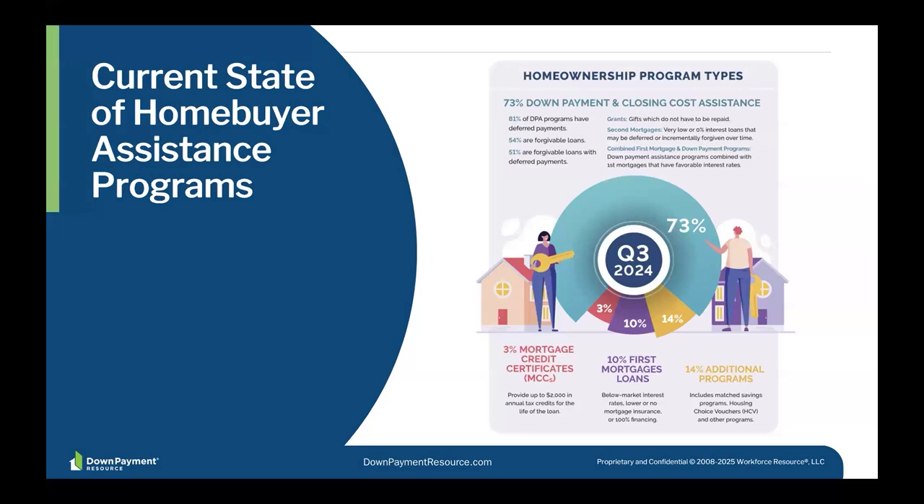So, for example, 81% currently have deferred payments, meaning you don't have a monthly payment on the DPA loan for some period of time. 54% are forgivable, either in part or in full, which essentially makes them become a grant over time. And 51% are both deferred and forgivable. Then there are still other DPAs that are either true grants at closing or are repayable monthly after closing. But keep in mind, we're also talking about the affordable first mortgages and tax credits or mortgage credit certificates that are out there for your buyers too.